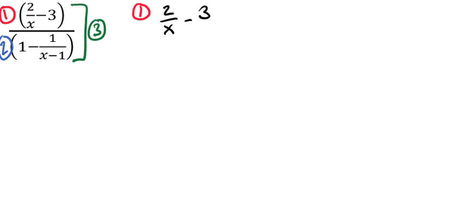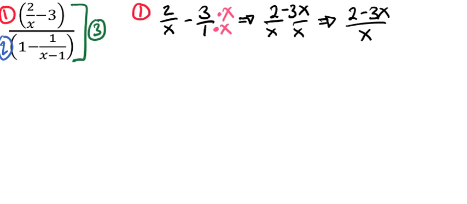So if we look at our numerator first, we have a 2 over x minus 3. So we're going to put a 1 on the bottom there. And then we're going to get common denominators, so we'll multiply by x there, which gives us 2 over x minus 3x over x, which then gives us 2 minus 3x all over x. And this is going to be the answer to our first problem.